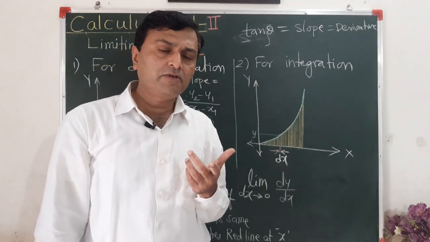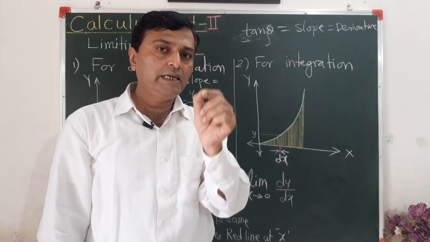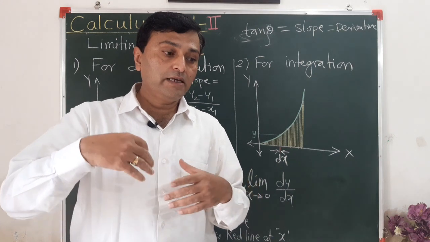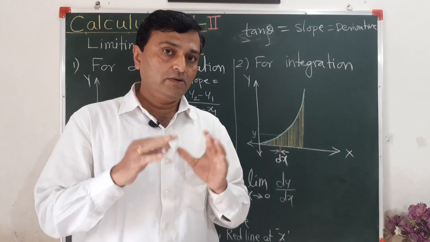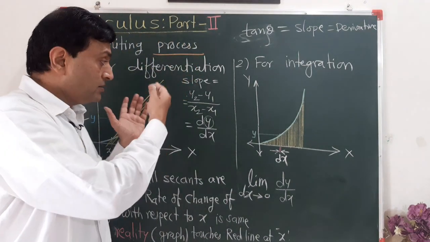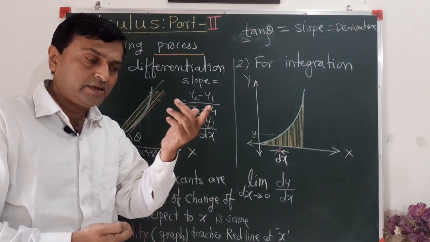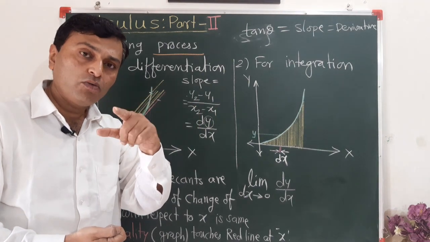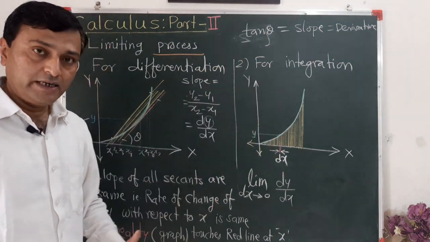What is differentiation and what is derivative? Same, slight difference is there. Derivative is noun, differentiation is verb. Means we can say the process of finding derivative is called differentiation. Now actually the problems, examples: y is equal to sin x. Derivative of y with respect to x is cos x. Why? How? We will see later. Now we will see the limiting process for integration.